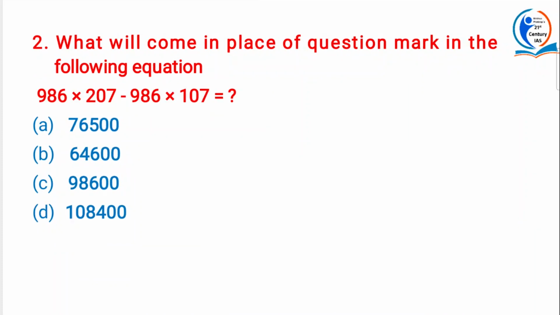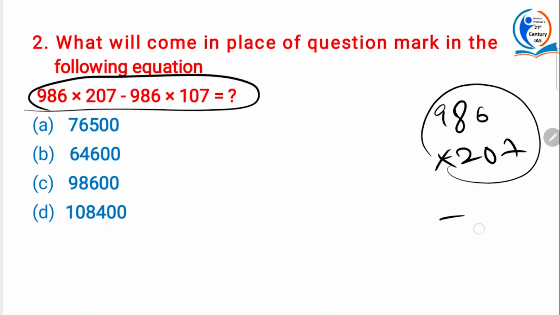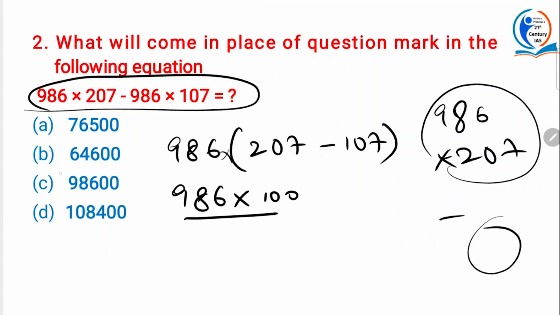Now, what will come in the place of question mark in the following equation? When you see this, without observing the equation, you will directly start multiplying 986 into 207 minus 980. You will calculate this, you will calculate that, and then subtract. However, just spare 2 to 3 seconds and observe the equation. See here, if you take 986 common, it is 207 minus 107. 986 into 207 minus 107. So, what will you get? 986 into 100. So, this is 98600.